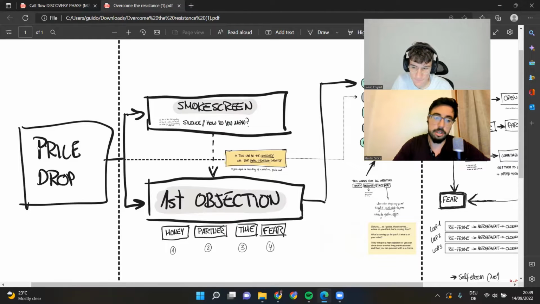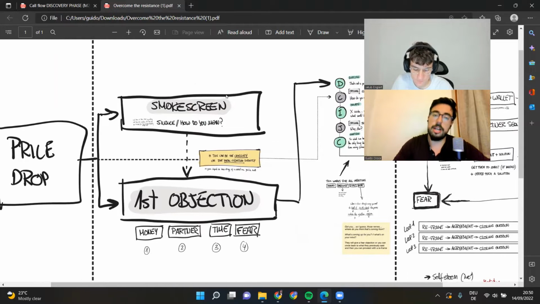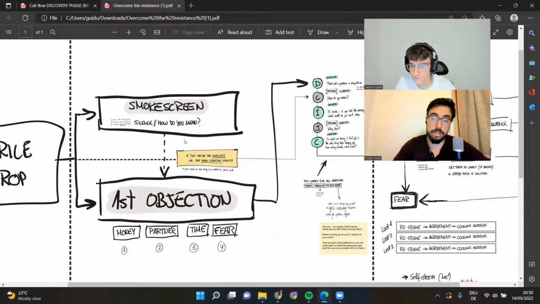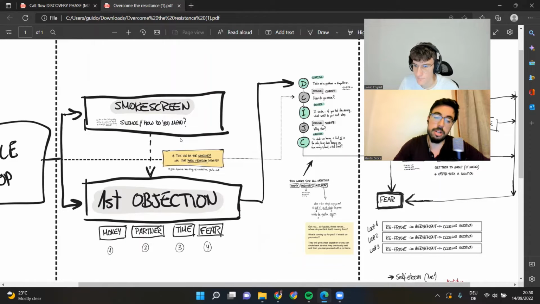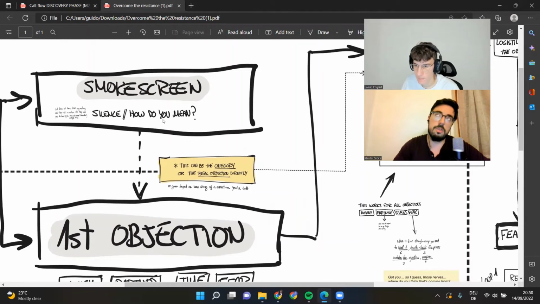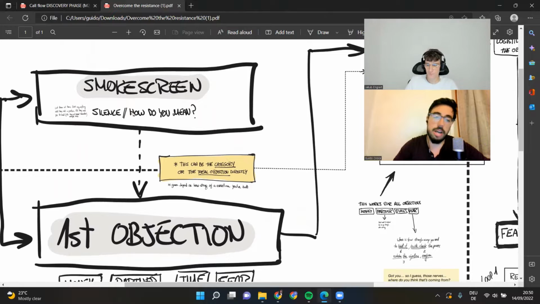So the way I would look at this is you go into the price drop, and then the second section is to identify the real objection, right? It's really to understand what you are trying to solve specifically. So if they give you a smoke screen, like, oh, I have to think about it, or oh, it's interesting, oh, some bullshit, right? That doesn't give you anything. You need to ask the question, how do you mean?